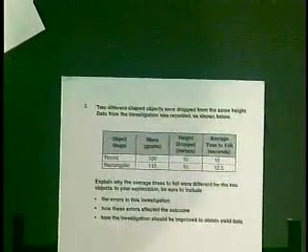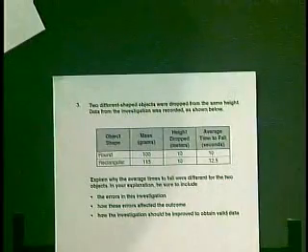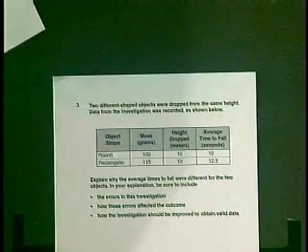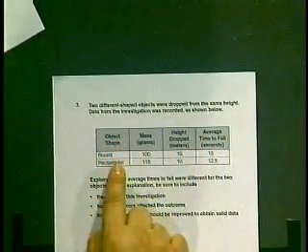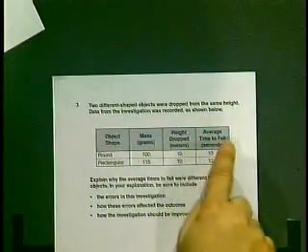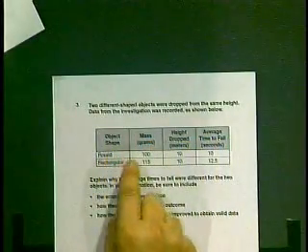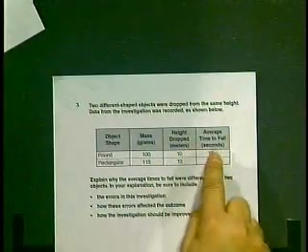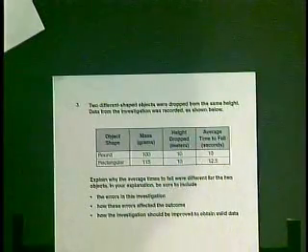And finally, the third question, which is a BCR, is written as follows. 2 different shaped objects, and that's very important, and we'll talk about that later. 2 different shaped objects were dropped from the same height. Data from the investigation was recorded as shown below. And you have a data table here. You have the object shape. These are called headings, and they're very important. Object shape, mass in grams, height dropped in meters, and average time to fall in seconds.